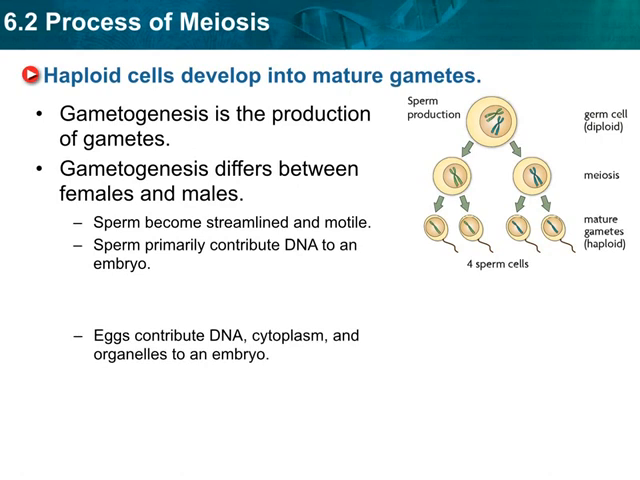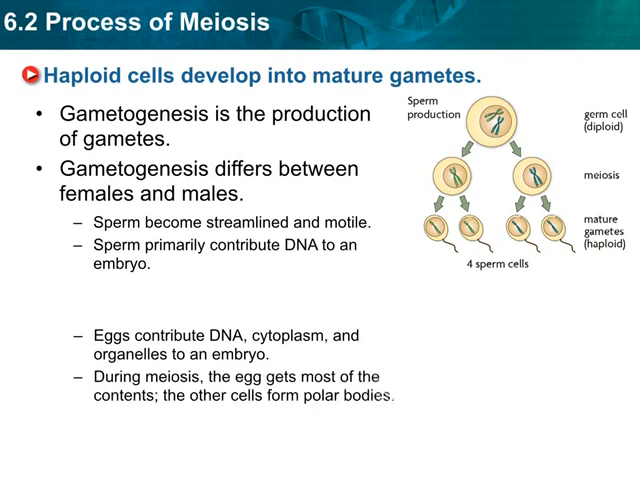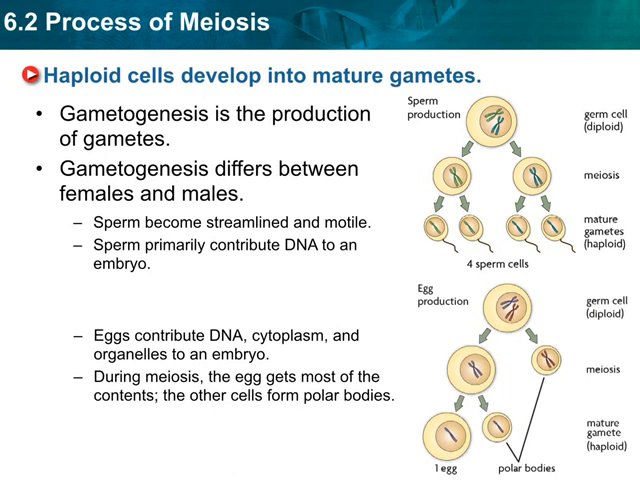Eggs contribute DNA, cytoplasm, and organelles to the embryo. So the sperm really only contributes the nucleus, its haploid nucleus. The egg has to contribute cytoplasm and organelles to the embryo. During meiosis, the egg gets most of the contents, and the other cells form polar bodies. So what we have here is a single germ cell. It divides. One of the cells in the first division gets almost all of the cytoplasm, organelles, and everything. The other polar body just gets basically a nucleus.